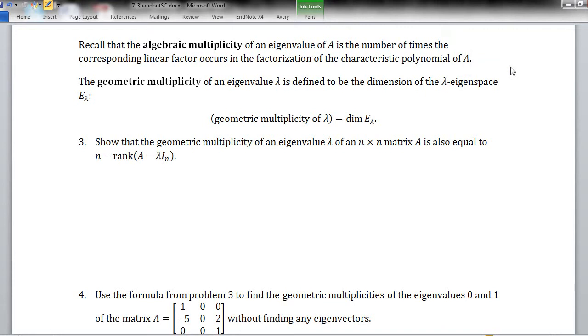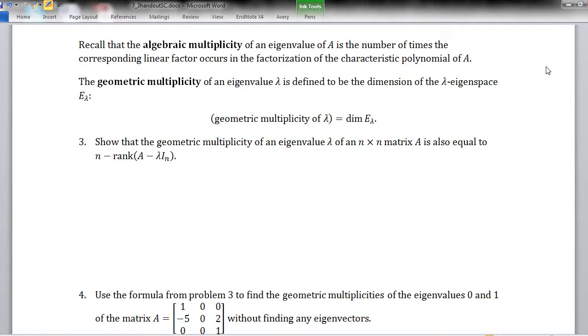Okay, let's get back to this question of how big an eigenspace is, how many eigenvectors you need to span it. Recall that in the last section we defined the algebraic multiplicity of an eigenvalue of a matrix A to be the number of times the corresponding linear factor occurs in the factorization of the characteristic polynomial of A.